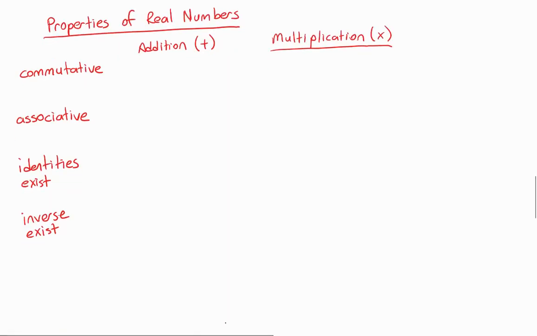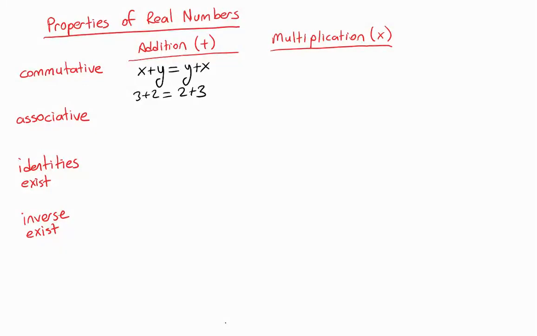So let's talk about some properties of real numbers. So we will talk about addition and multiplication. Okay, so addition is commutative, means x plus y, I can write y plus x. Actually, we know that, right? Like 3 plus 2, we can write 2 plus 3.